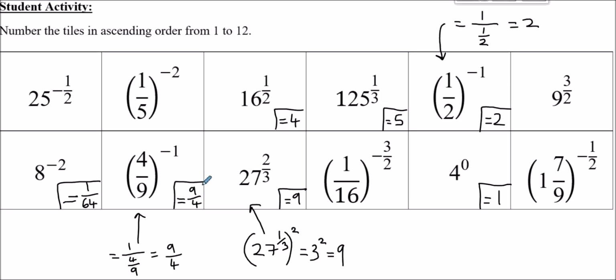Not too many more to do now. This one here isn't too bad. 25 to the minus half is going to be the same as 1 over 25 to the positive half. Power half is square root, so 1 over the square root of 25, that's 1 over 5.